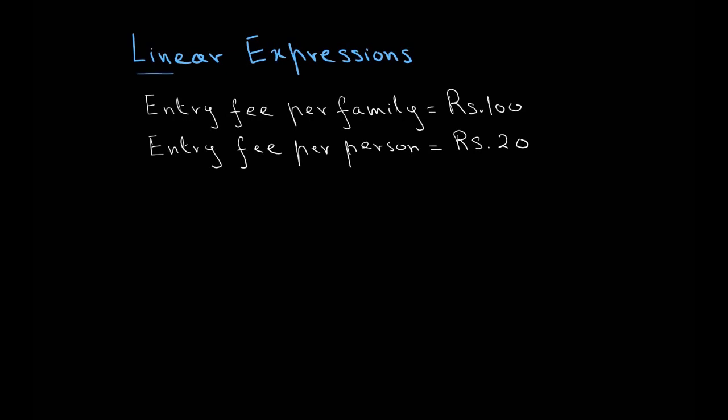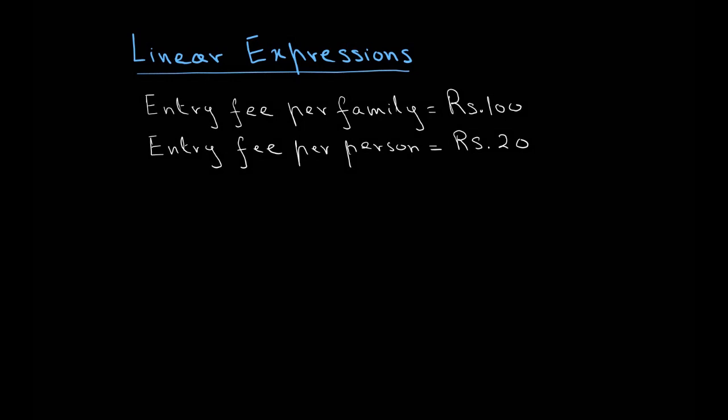So let's start talking about some particular kinds of expressions which are called linear expressions. Let's look at an example. Let's say there's a museum where the entry fee per family is 100 rupees, but there's also a separate entry fee per person, which is 20 rupees. So just imagine you have a family of three.